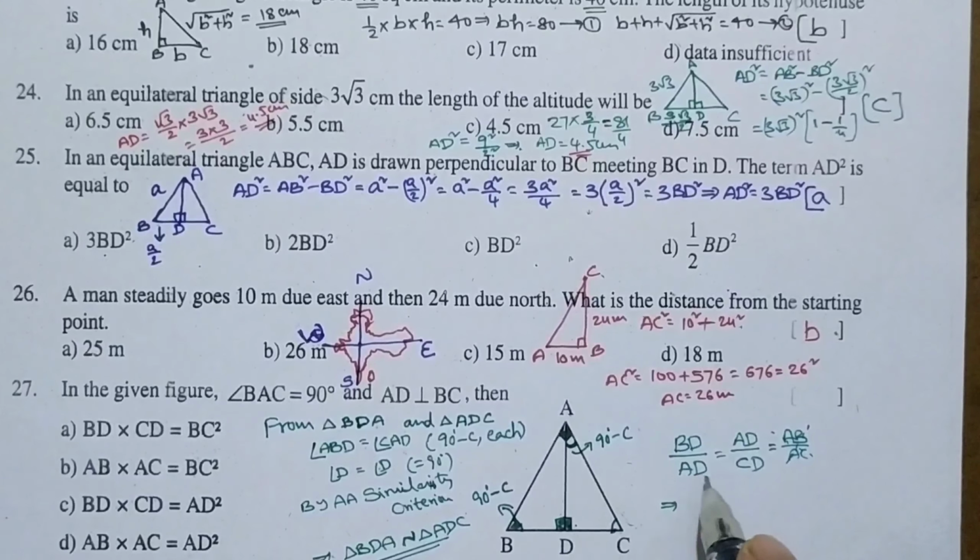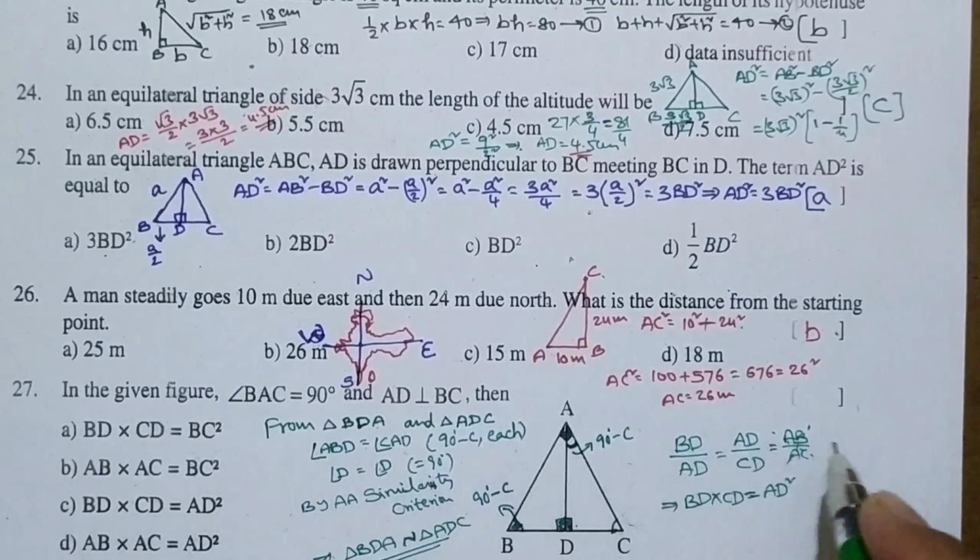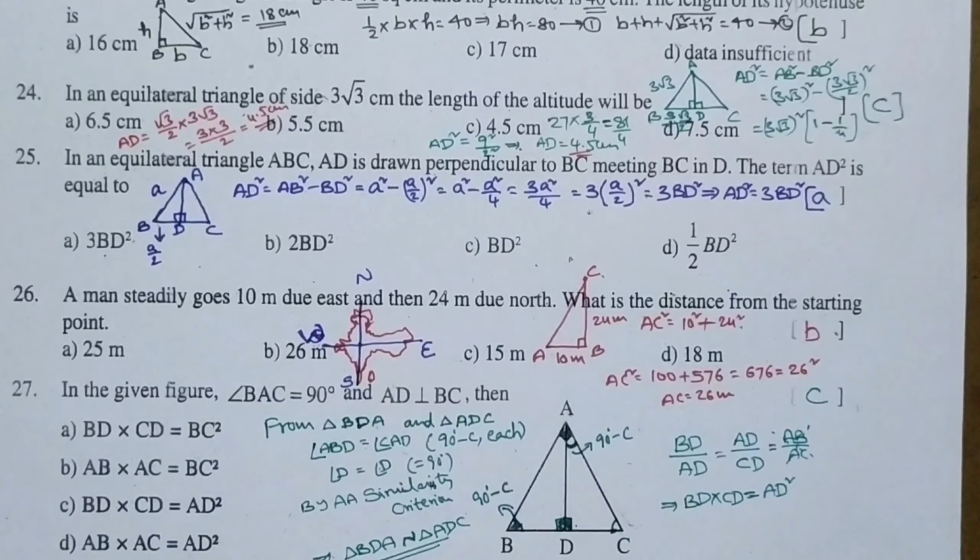Now let us do cross multiplication. Here BD into CD, I am just doing the cross multiplication. BD into CD equal to AD into AD, nothing but AD square. Let us check the options here. See, BD into CD equal to AD square. So option C is the right answer.